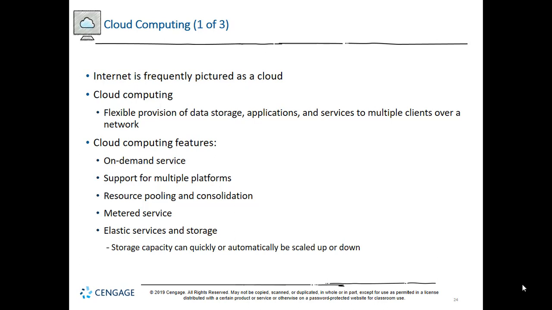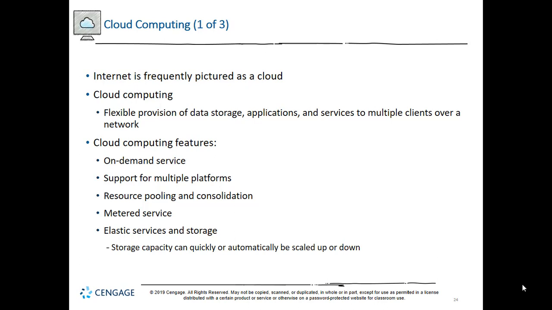They're on demand. They're cross-platform, meaning clients of all types, including smartphones, laptops, desktops, thin clients, and tablet computers, can all access services. They're consolidated, which means host computers in the cloud provide multiple virtual machines, resources such as disk space, applications, and services that are all pooled or consolidated.